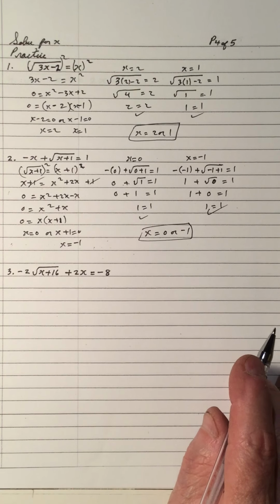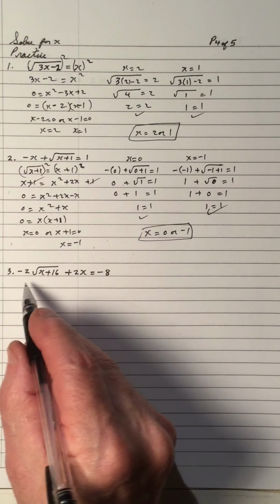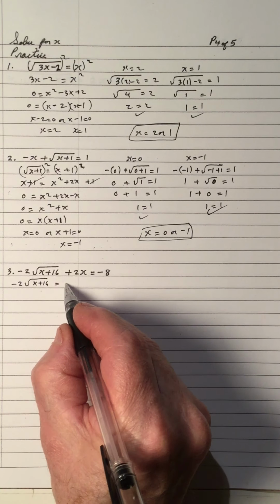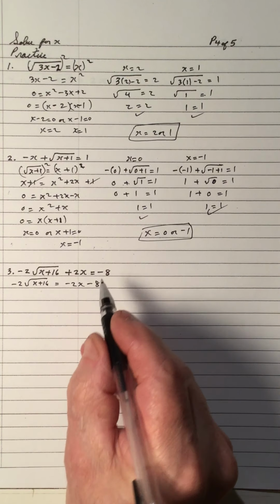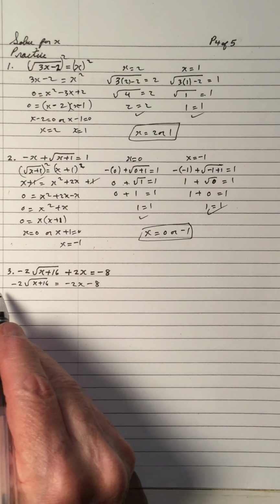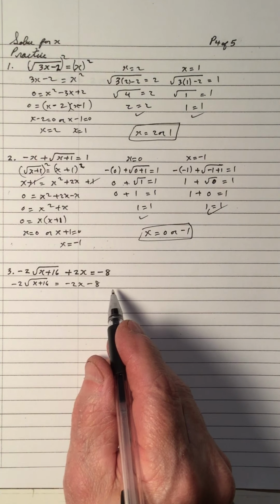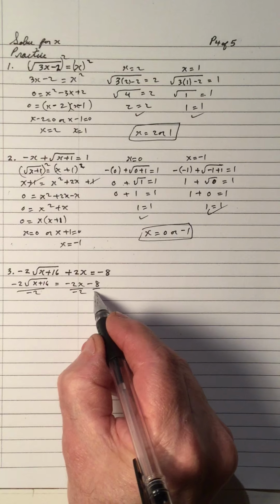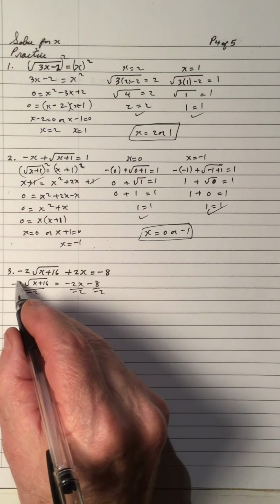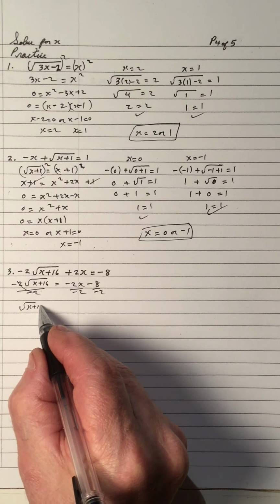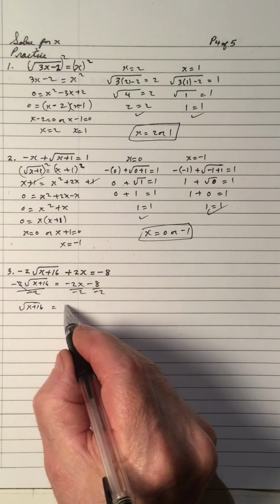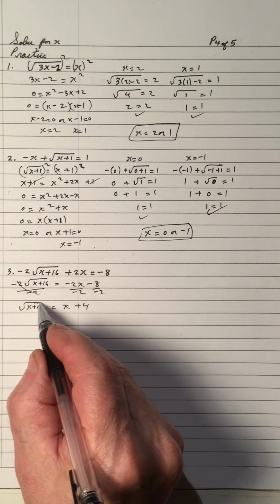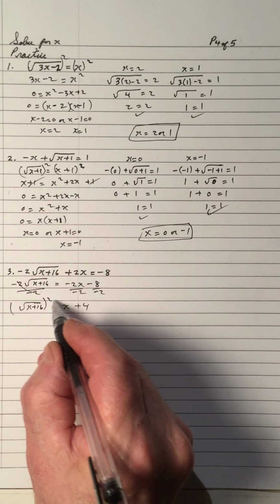Okay. Let's continue. We've got to isolate this root now. So negative 2 root of x plus 16 equals negative 2x minus 8. The root is isolated, and I can divide by 2, or I could square right now. If you divide by 2, I notice that 2 is a factor of all these, so they cancel. I get negative, it's an x, and that's a plus 4. So I divided everything by negative 2, so negative 2 is gone. Now I can square both sides.